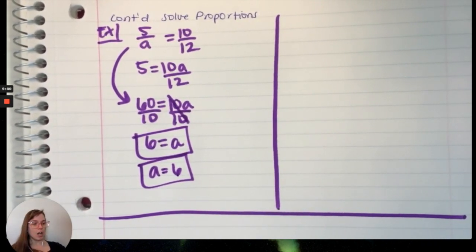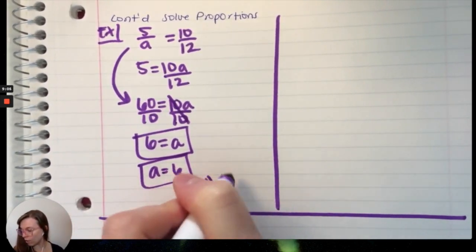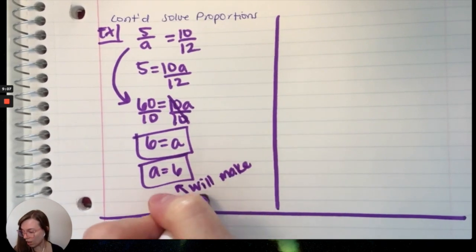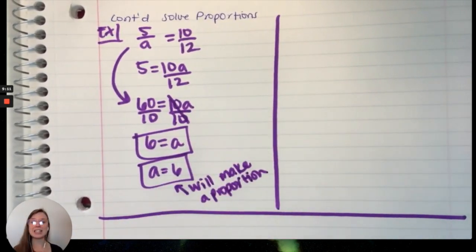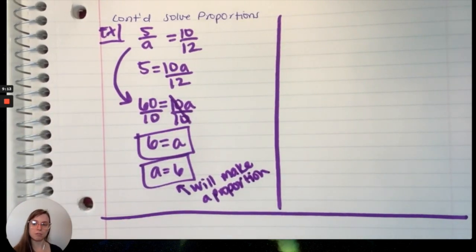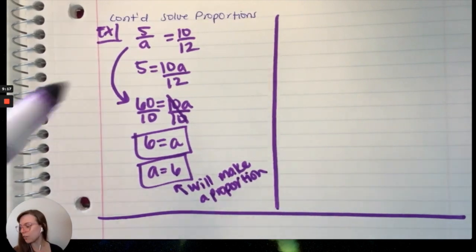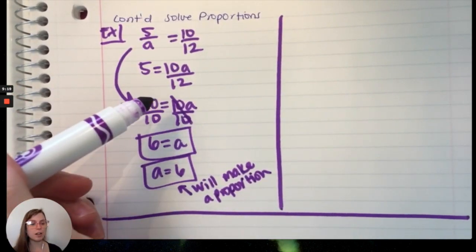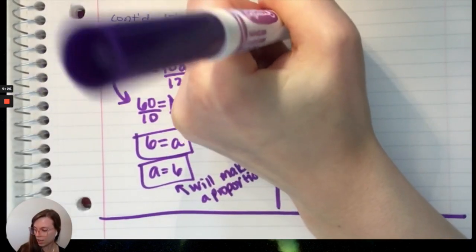Okay? And this value will make a proportion. If a is 6, this will be a true statement. And 5/6 is equivalent to 10/12. Alright, so make sure you're doing your first denominator, second denominator, and then you're eliminating your coefficient. Alright, making it go to 1. Example 2.